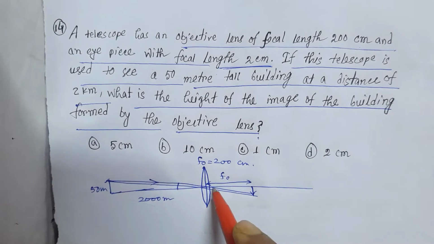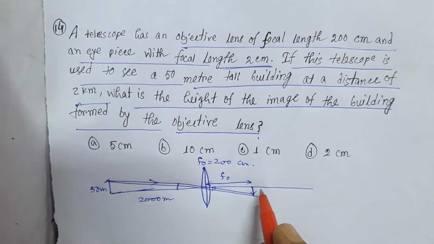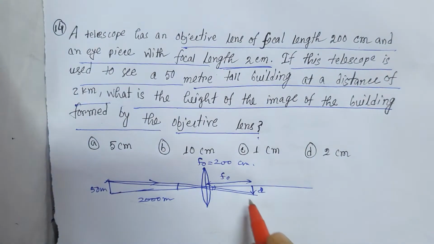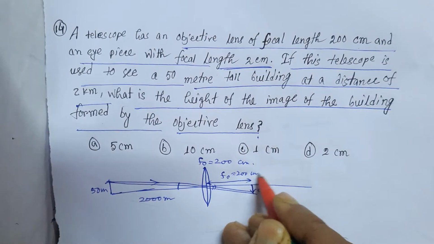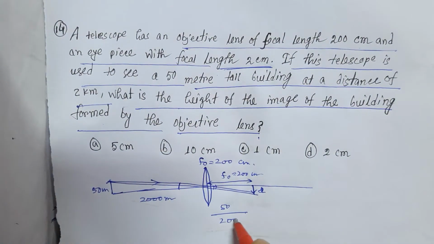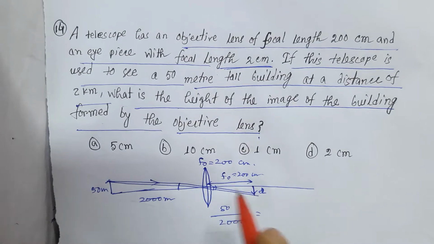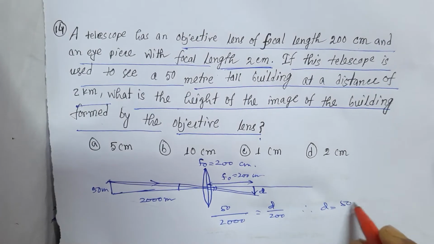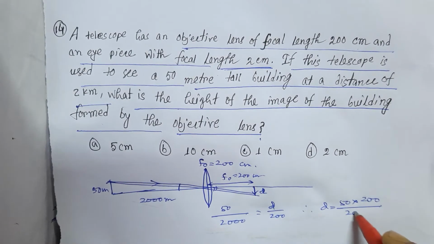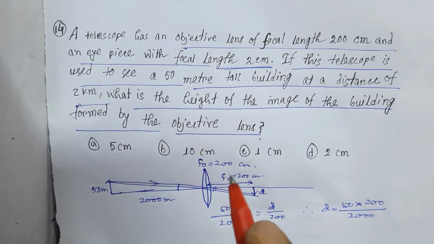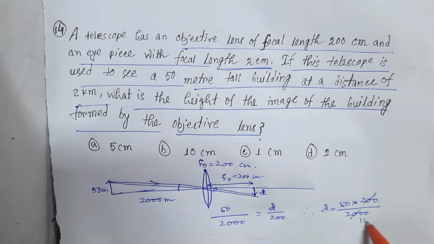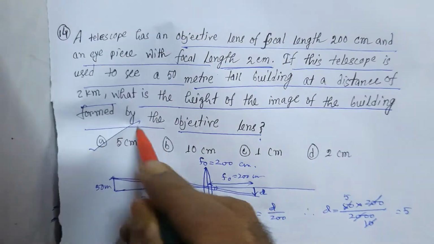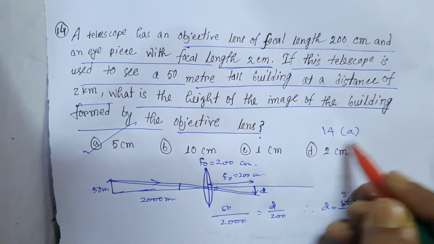Hence, considering the similar triangles, we may write down that the height of the image of the building be D. Then we may write down that this is 200 centimeter. So 50 by 2000 equals to D by 200. So D equals to 50 into 200 by 2000. So 50 by 10 equals to 5. So the height of the image is 5 centimeter. So the correct answer to the question number 14 is A.